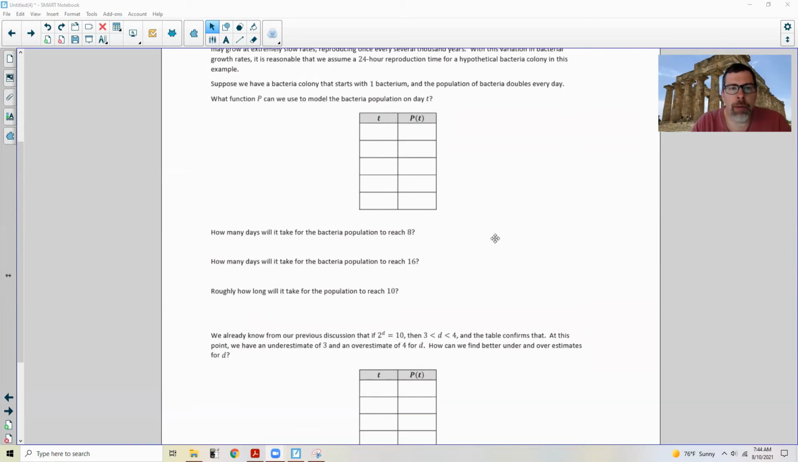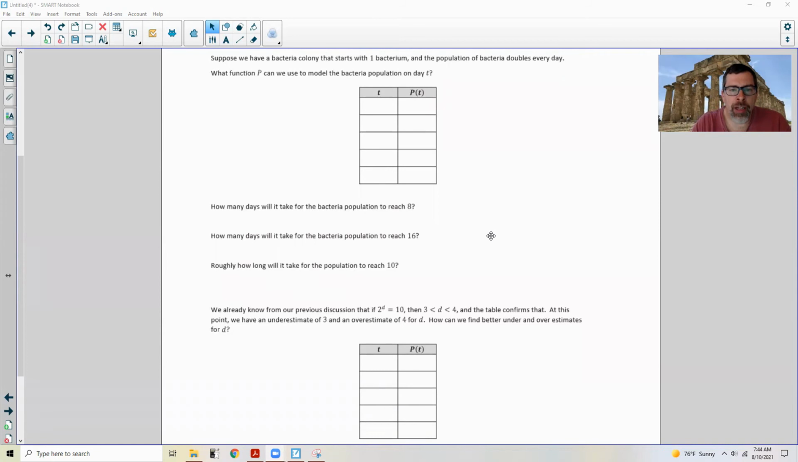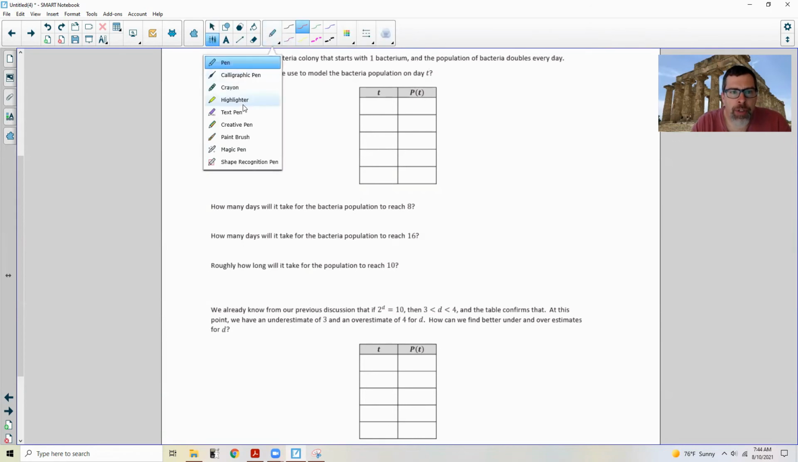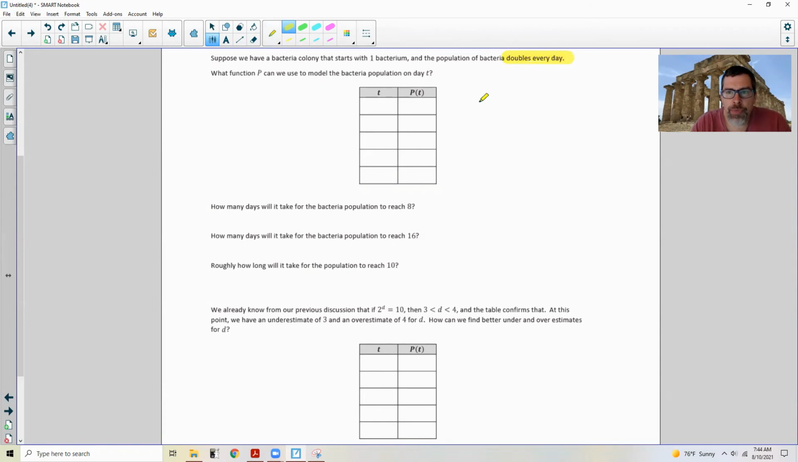So we're just making up a bacteria, we're not naming it, and we're just going to say that it reproduces every 24 hours. So suppose we do have this bacteria colony that starts with one bacteria, and the population of bacteria doubles every day. What function P can we use to model the bacteria population on day t? So this is an exponential growth function. And what I want to point out here is how fast it grows.